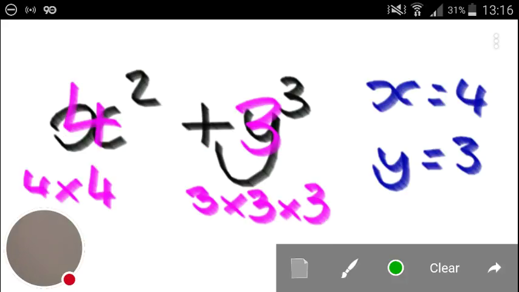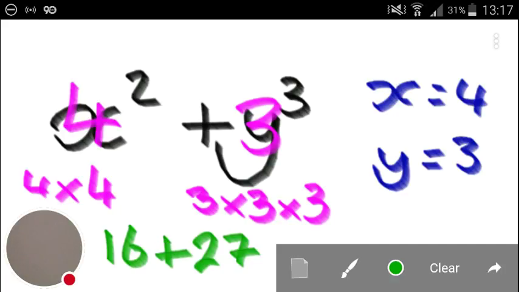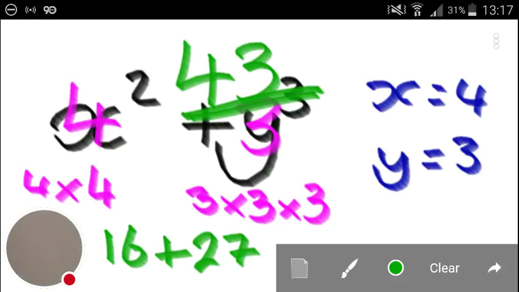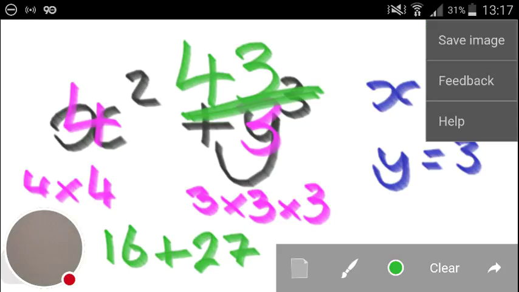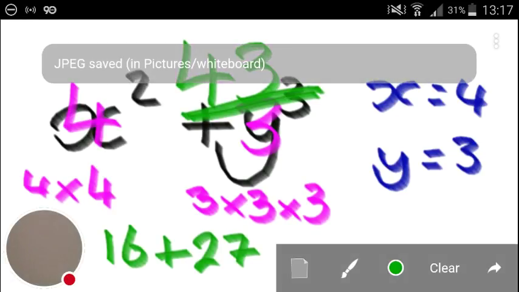Now 4 times 4 gives us 16, and 3 times 3 times 3 gives us 27. Plus them together, and you get 43. Your final answer to the third problem should be 43.